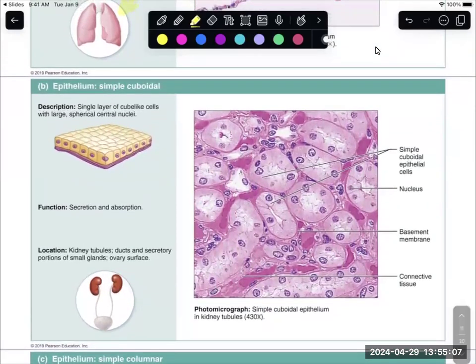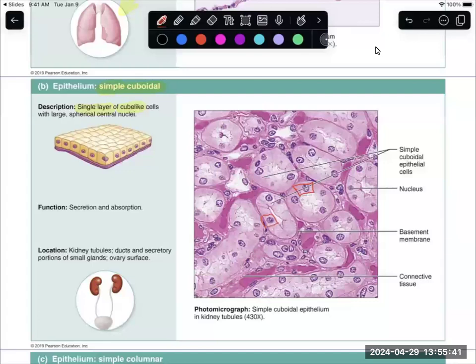Now we have simple cuboidal. It's a single layer of cells. That's what makes it simple. And then there's these cube or square-like cells. So if we look at this picture here, we can see some really good examples of these square type cells. This is in your kidney. This is where we're filtering different substances as well.